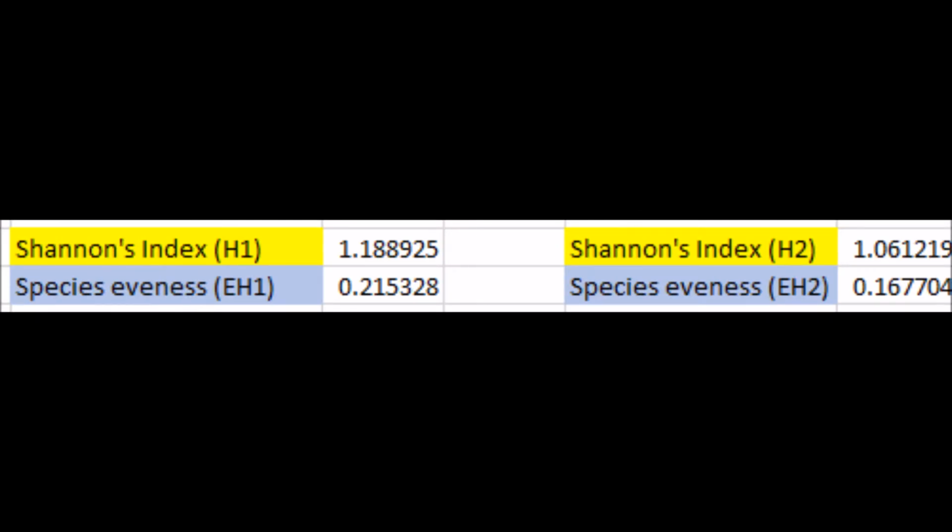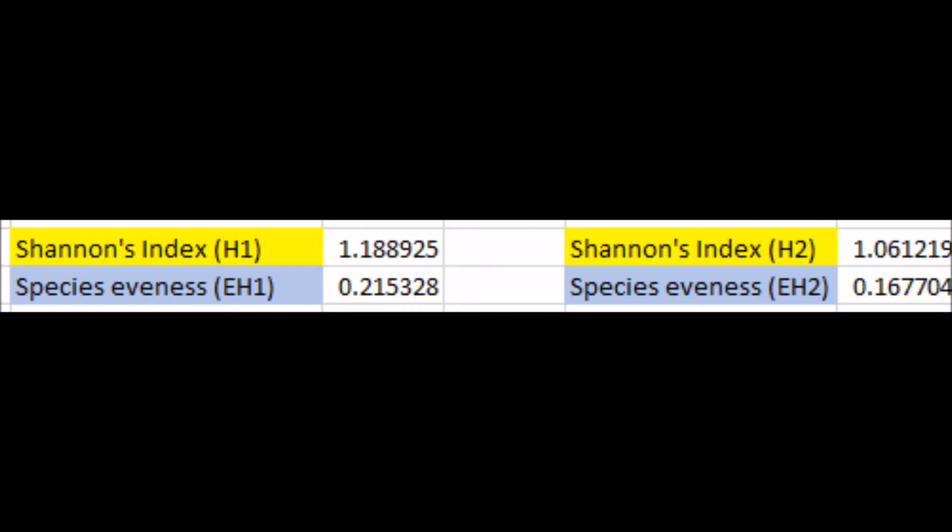Following on from this, I calculated the Shannon index, another species richness and diversity index. I mainly did this to then use this value in the species evenness calculation, which is represented by EH. This was calculated by dividing H, which was Shannon's index, by the natural log of the total number of species in the site. I calculated this for 2011 and 2013.